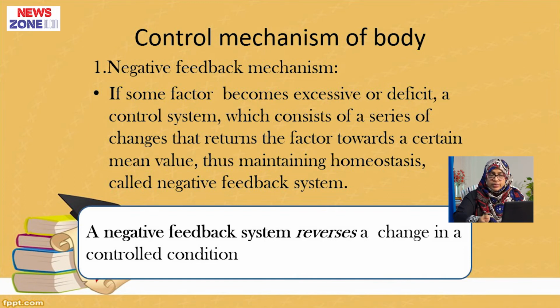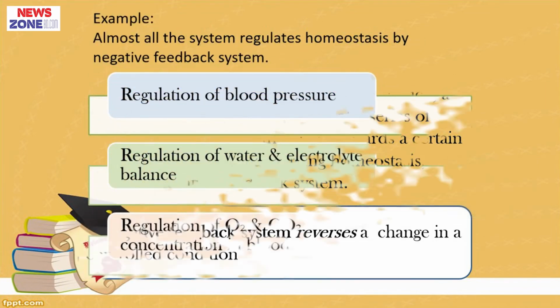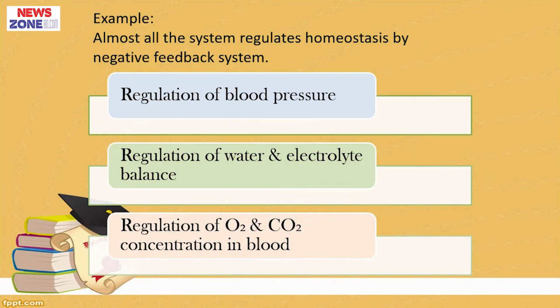If some factors become excessive or deficient, a control system which consists of a series of changes returns the factors towards a certain mean value and thus maintains homeostasis. This is called the negative feedback mechanism. A negative feedback system reverses changes in a controlled condition. Now what are the examples of negative feedback mechanisms?